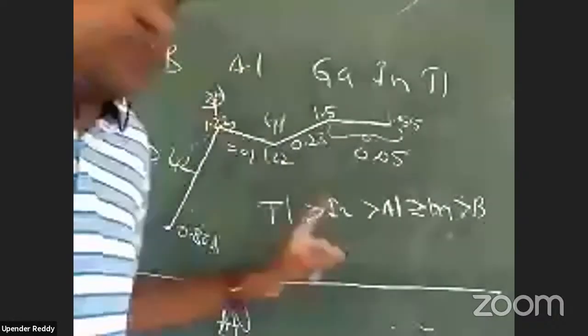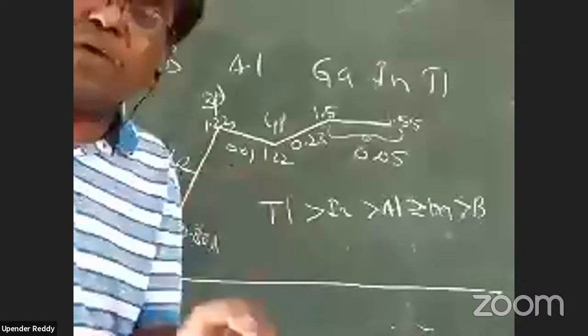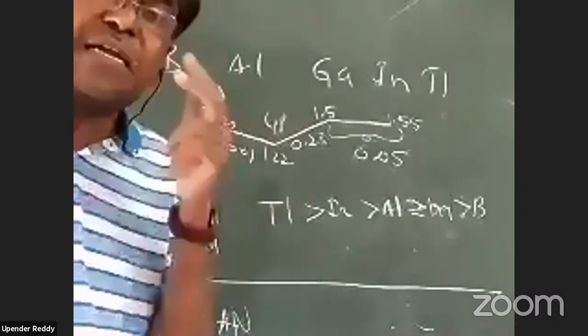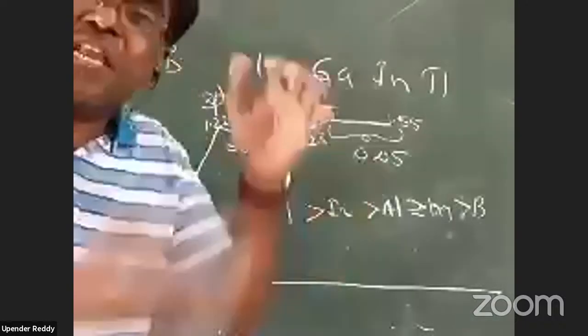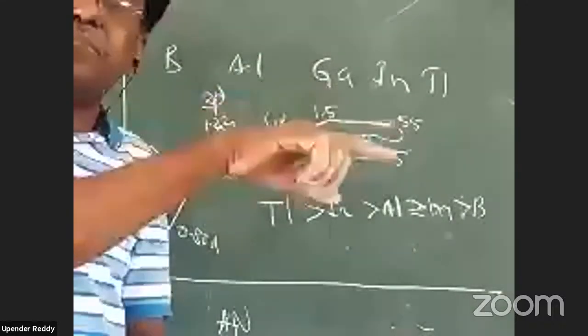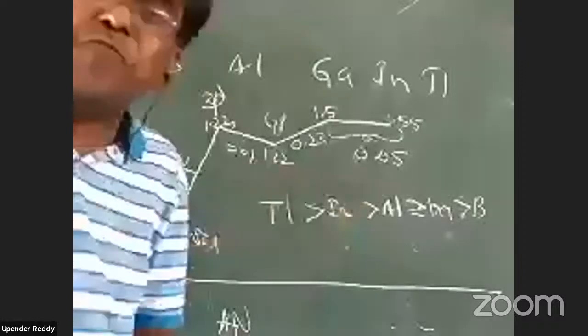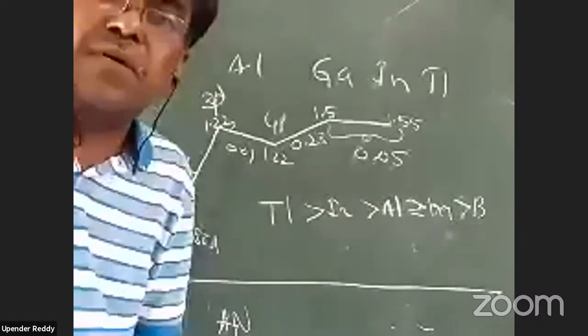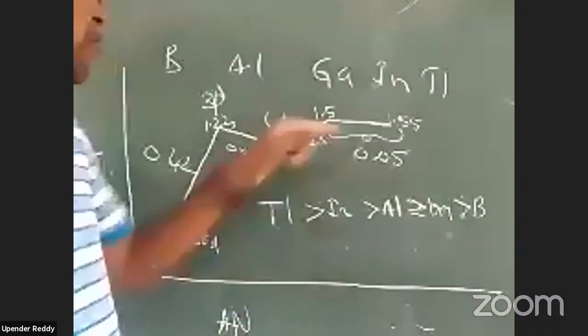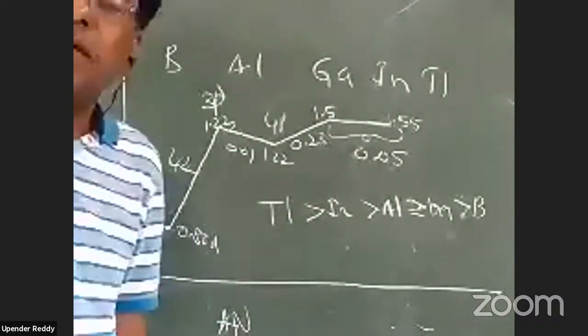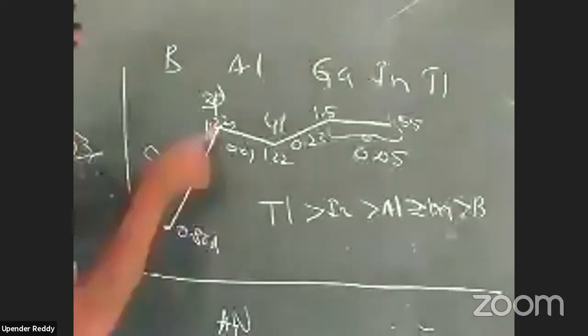If d orbitals behave like f orbitals, contraction is more going on. Gallium's size would be very small compared to aluminium. If d orbitals behave like s and p orbitals, the gallium size should be more than the aluminium. That's why, boron to aluminium, why does size increase?